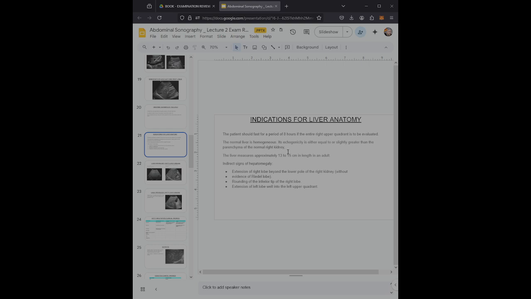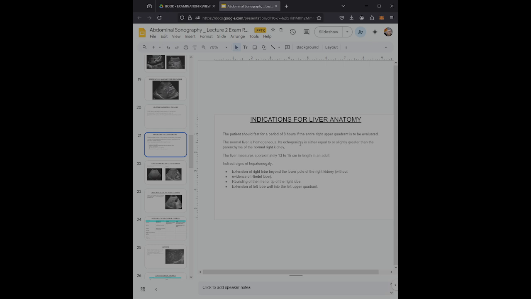So the normal liver is homogeneous, and its echogenicity is either equal or slightly greater than the parenchyma of the normal right kidney. That is to say, the liver is either isoechoic or slightly hyperechoic to the normal right kidney. The normal liver is slightly less echogenic than the normal spleen. And in addition, when we compare this with the pancreas, the liver is slightly less echogenic than the pancreas in adults.